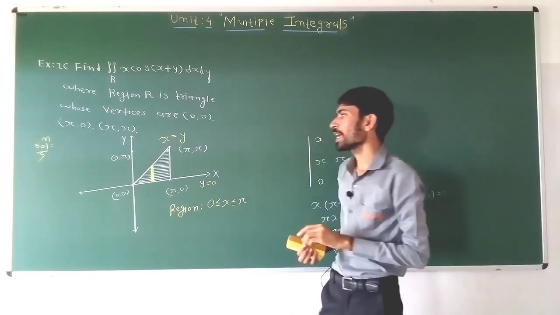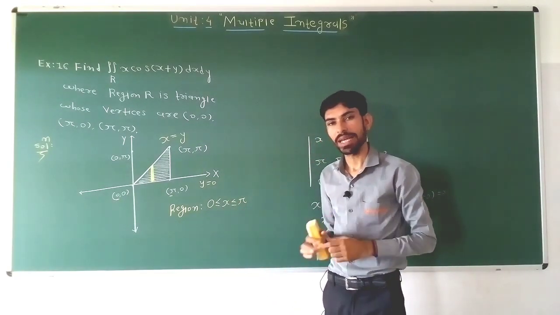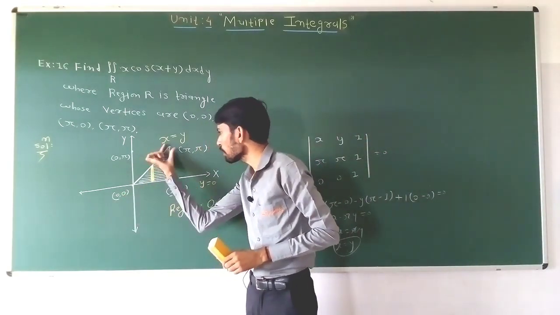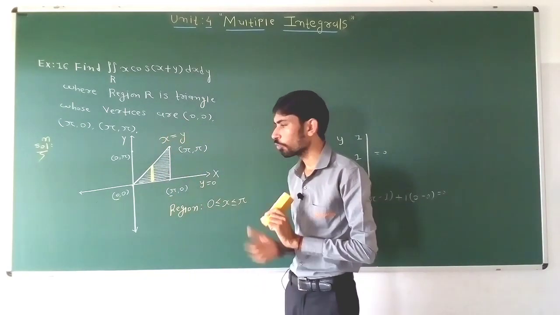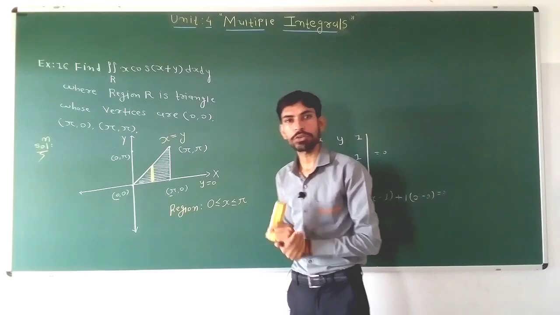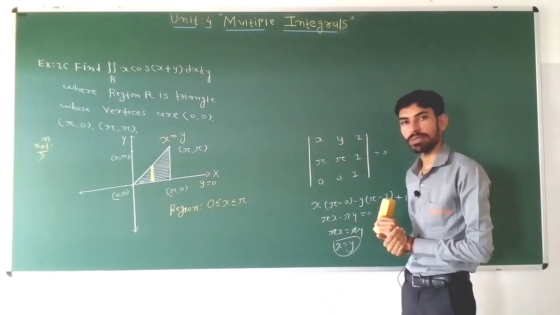In short, friends, remember that when your line passes through points like (0, 0), (1, 1), (2, 2), its equation is always x equal to y. So you do not need to find the equation of the line if you know this.